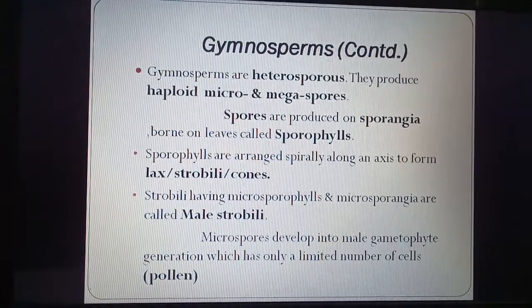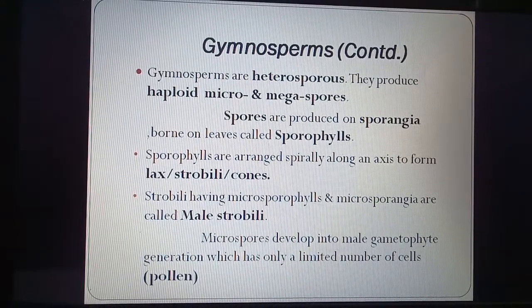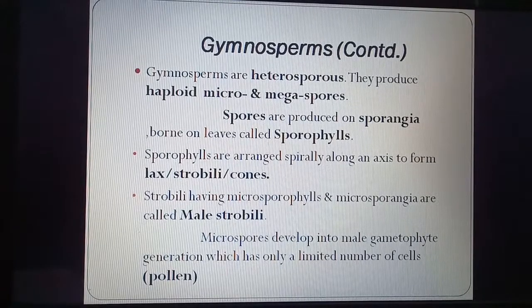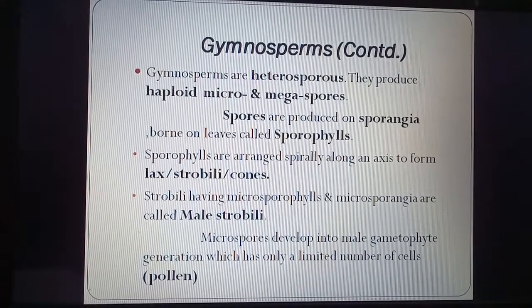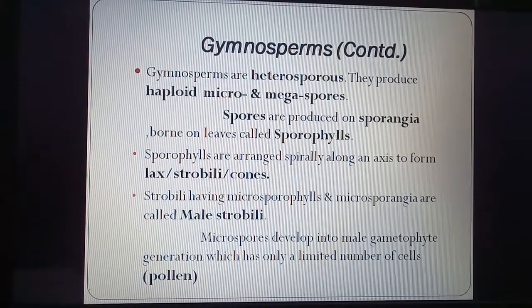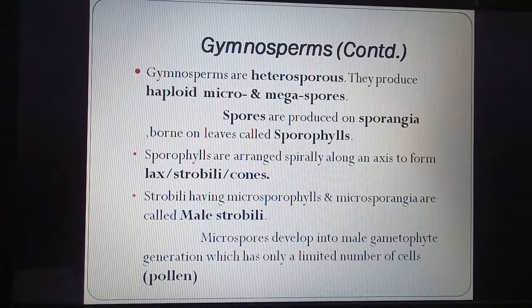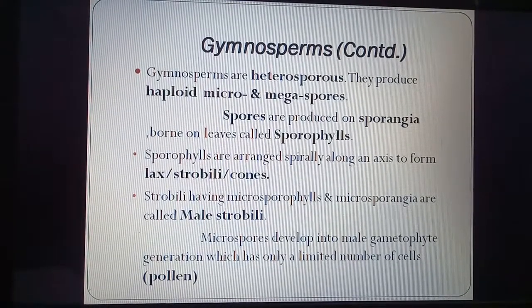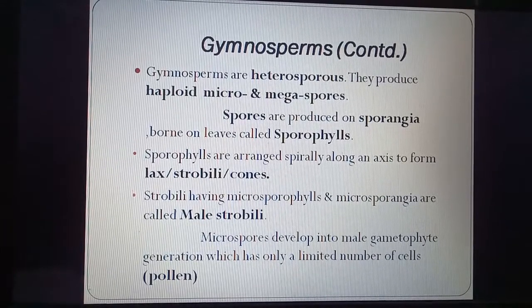The next property is that gymnosperms are heterosporous, which means they produce two types of spores. Now the spores are haploid. It means they have half the number of chromosomes. They are microspores, which are small in size, and megaspores, which are large in size. The microspores are male spores and the megaspores are female spores.